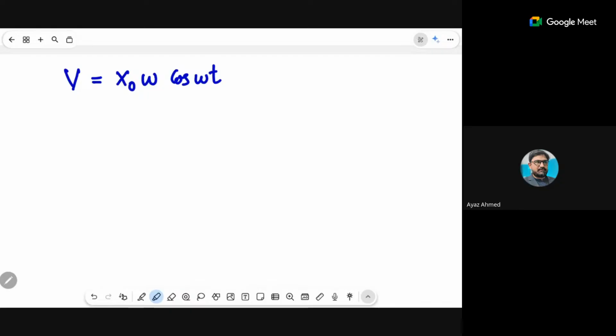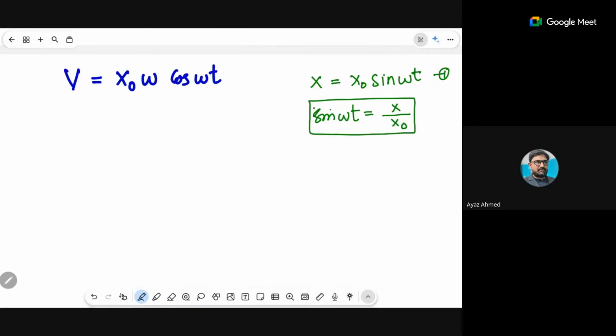But now I will go ahead with the equation x is equal to x naught sine omega t. This is one of the equations which I will need, and from here sine omega t is equal to x divided by x naught. You have to keep this point in your mind, then I will be back.